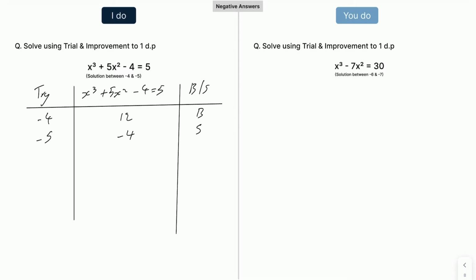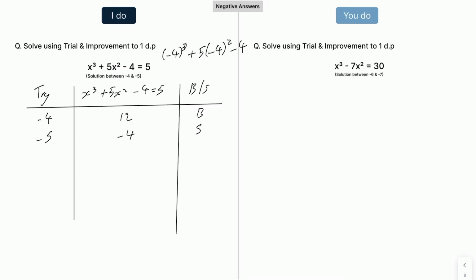And just a word of warning here, the way you type this into your calculator, again, is more crucial with negatives, that you are using brackets. So that's going to be -4 cubed for the first one, plus 5 bracket -4 squared -4. Okay, so that is how you're going to type that into your calculator.